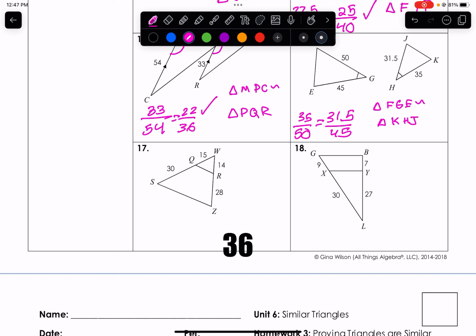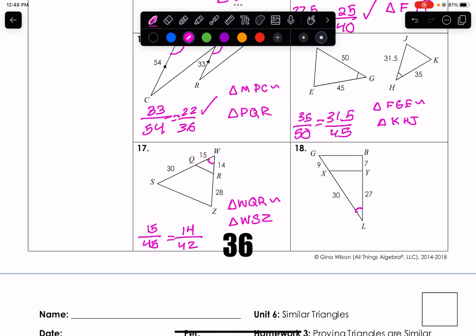So last two. So there is a same angle. So we got the angle. So we're checking 15 over 45 is equal to 14 over 14 plus 28, 42. So we have 0.3 repeating, 0.3 repeating. So yes, so we have triangle WQR is similar to triangle WSZ.